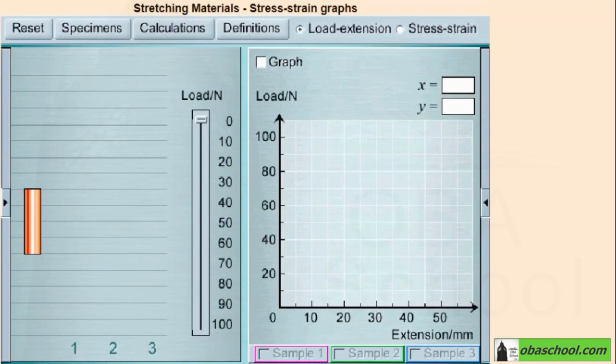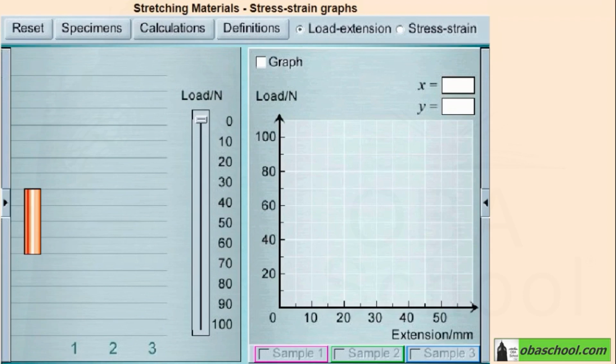Hello everyone! In this virtual lab, we're going to investigate the stress-strain graphs for steel. You have seen how a load extension graph can represent the behavior of a specimen as it is stretched. To see how a material behaves as it's stretched, you need to look at a stress-strain graph.